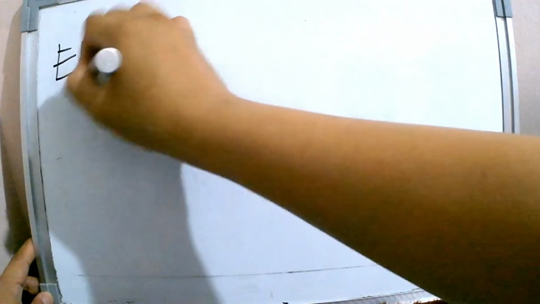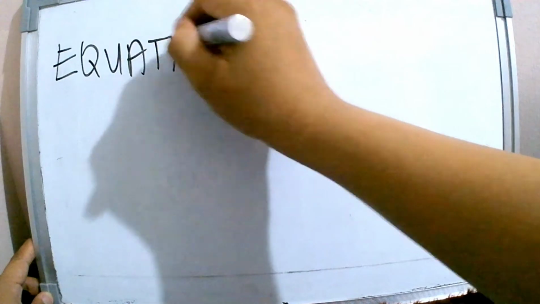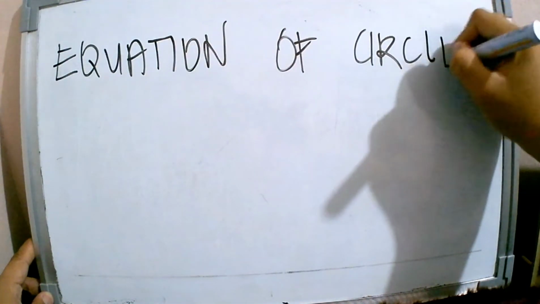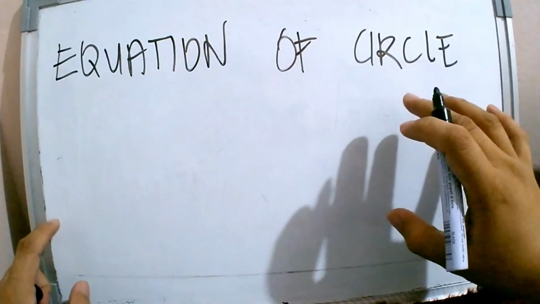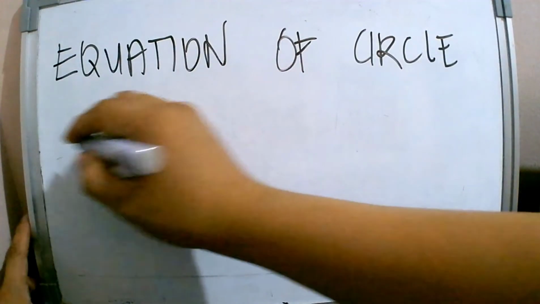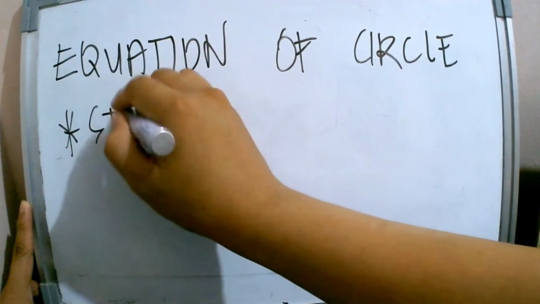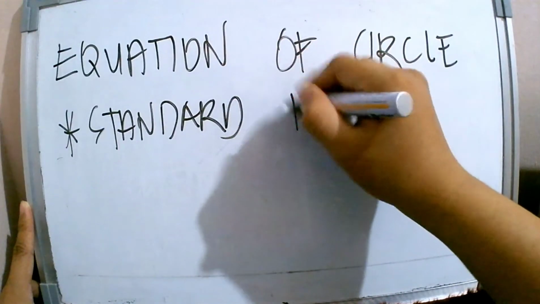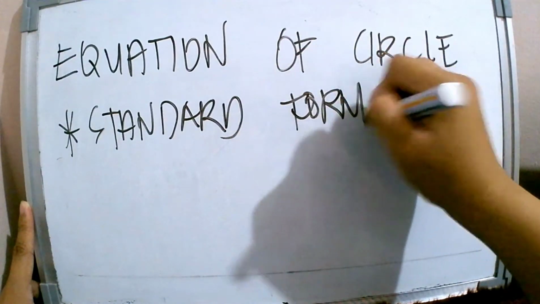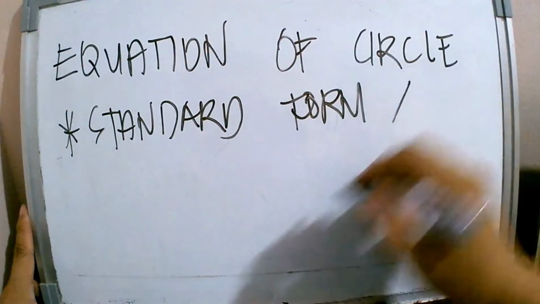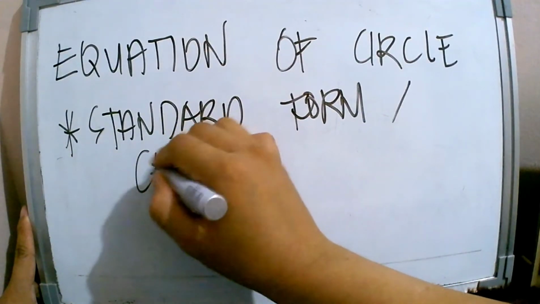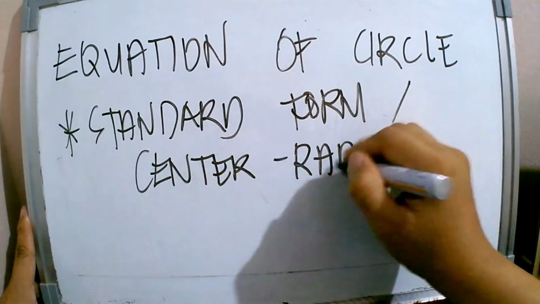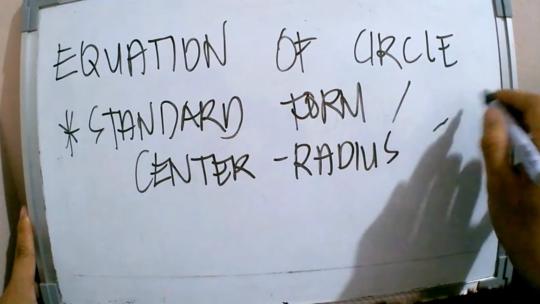Today's video is all about equation of circle. When we say equation of the circle, it comes with two different forms. First, we have the standard form. Standard form, or in some books or other sources, you can find it as center radius form. So we will tackle about this one later.